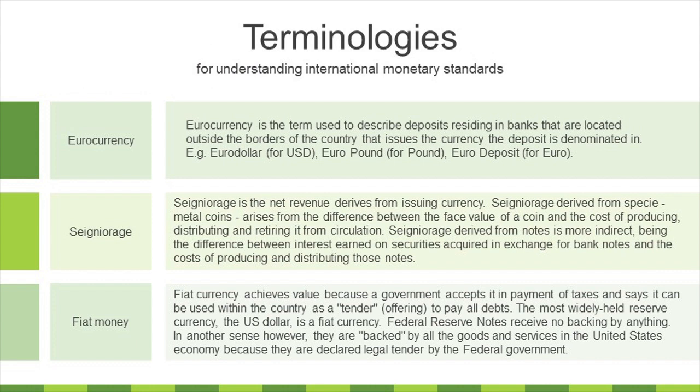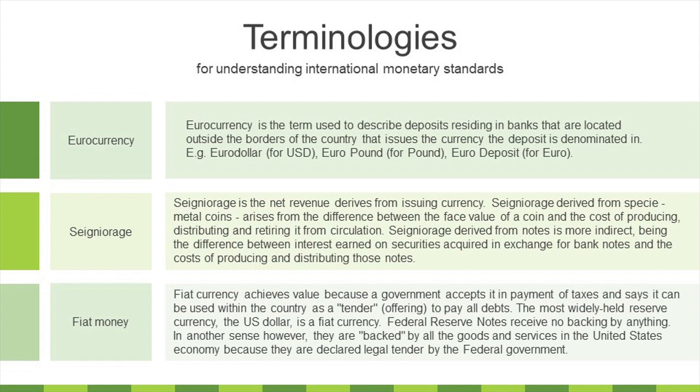Some important terminologies for understanding international monetary standards. Eurocurrency. Eurocurrency is the term used to describe deposits residing in banks that are located outside the borders of the country that issues the currency the deposit is denominated in. Example: Eurodollar for USD, Europound for pound, Euro deposit for euro.